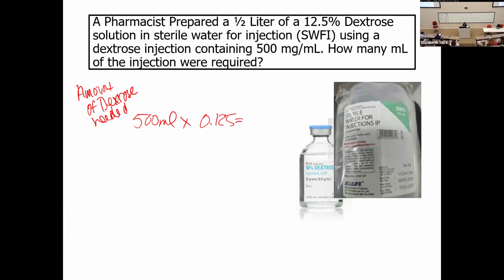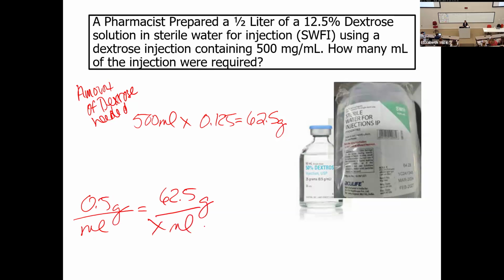Right, and what did y'all get for how much dextrose is needed? How many grams? 62.5 grams, that's what I got, so good. And then you can just set it up in a ratio and proportion if you want, so 0.5 grams, which is 500 milligrams per milliliter, and then we have the 62.5 grams in X milliliters, and that will tell us how much of this we're going to pull out and add to this.